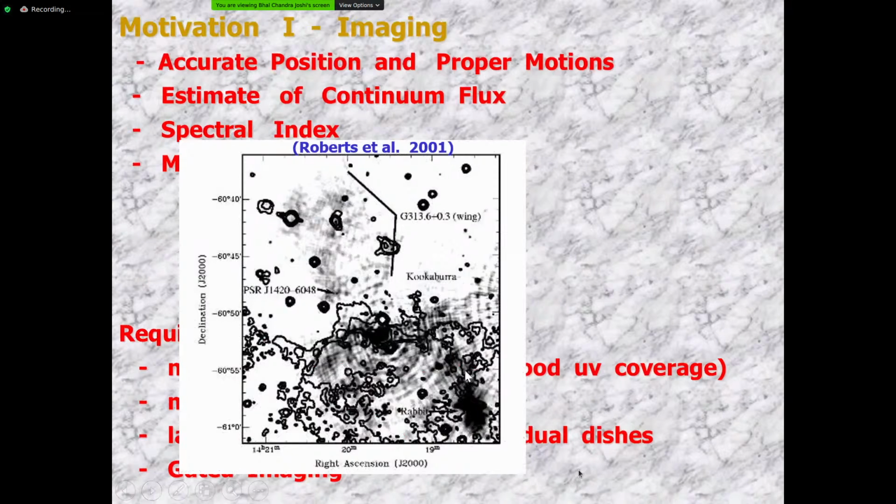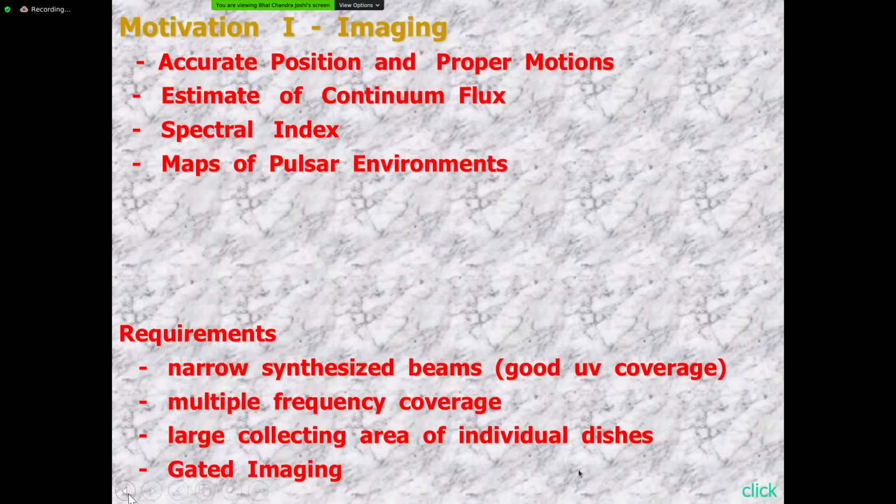You see a big nebula around the pulsar. In fact, this is a full complex where you have several supernova remnants. It's called the Vela complex, and there are pulsars there. So you can study whether these pulsars have anything to do with their environment and how they are affecting their environment. So this is one motivation.